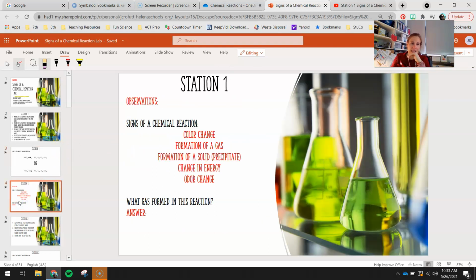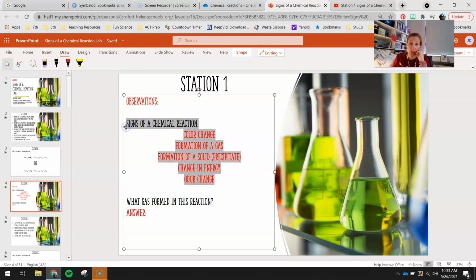Okay, and then the next slide we have for station 1, you guys will see observations. Again, you guys will be doing observations on every one of these 10 stations. Okay, you guys will also be doing this part on every one of the 10 stations. So these are your signs of a chemical reaction. Using your highlighter or your draw tool, you guys will circle all of these that you see happen. Some of these are really hard to tell if they're happening.